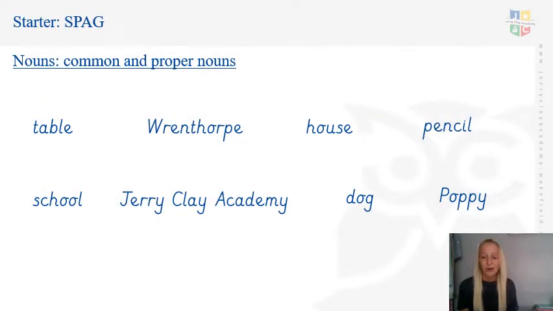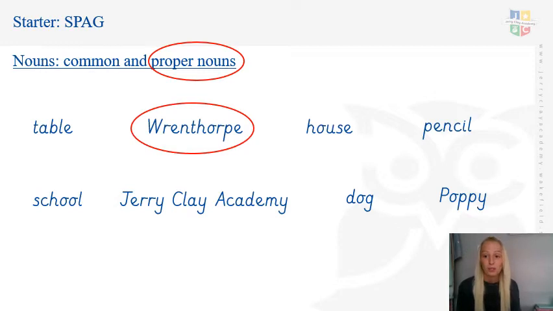So your challenge this morning is, out of all the nouns that are on the screen, to find the proper nouns. So remember, proper nouns are specific things or people. So if we do the first one together, table, there are tables everywhere. There are no specific tables, so table is just a common noun. Renthorpe is a place, but it's the name of a certain place. So Renthorpe would be a proper noun. See if you can pause the video and you can either circle or you can write down the names of all the proper nouns on the screen.